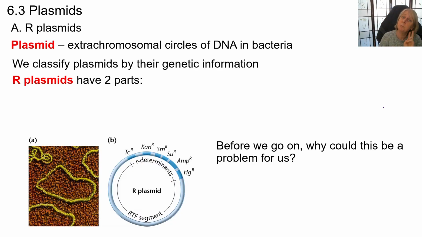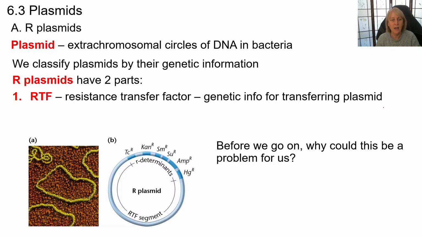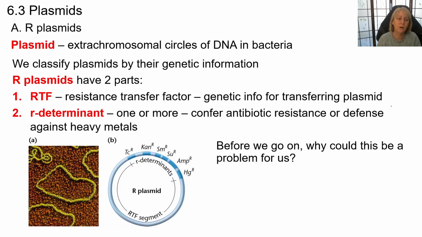R plasmids have 2 parts to them in their DNA structure. They have an RTF. This is the resistance transfer factor. The resistance transfer factor is the gene information for causing the plasmid to get transferred, so it can be passed on. The other part is called the R determinant. This is the gene that is expressed in the bacteria. Often this is something like antibiotic resistance or a defense against heavy metals. There's other things, but these 2 are the most important for us as humans.